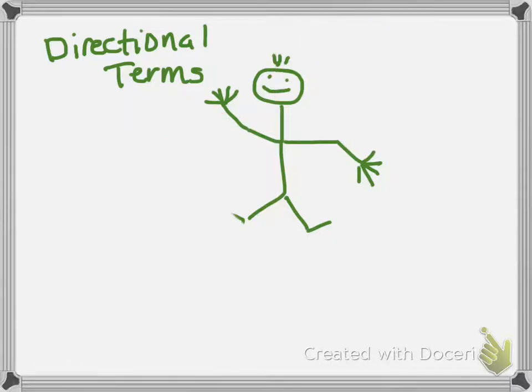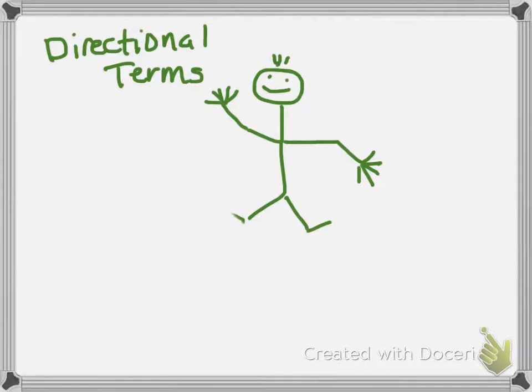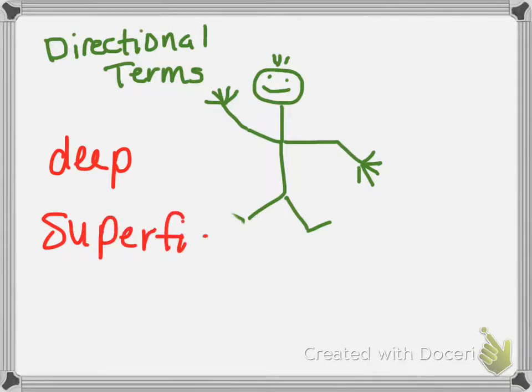We have some terms involving your extremities. We have proximal, which is closer to the point of attachment, which would be the trunk, and distal, which is at a greater distance, and intermediate would be anything in between. And then the last two are deep and superficial. Superficial means more towards the outside, so that your skin is superficial to your bones versus your organs are deep to your skin.